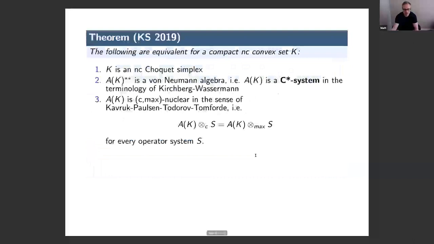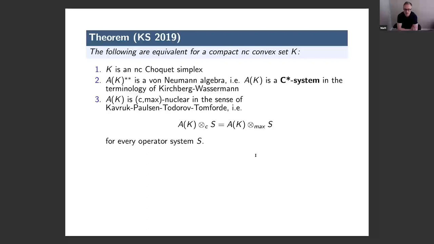But there are many examples of NC simplices that don't come from classical simplices. So here are some operator algebraic characterizations. Remember, if I have an NC convex set, that's the same thing as saying that I have an operator system, via the equivalence of the category of NC convex sets and the category of operator systems. So we have the following equivalences.